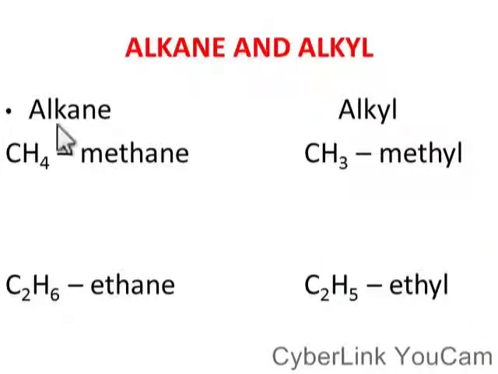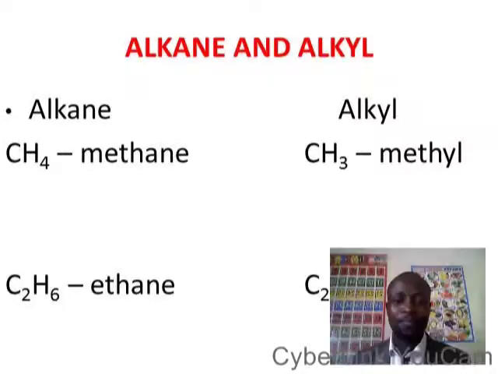Then you see the difference for yourself. See, alkane is CH4 for methane. The first member of alkyl is CH3. Now, that molecular formula has played a very big difference here, such that this is CH4, this is CH3, this is methane, this is methyl, this is ethane, this is ethyl. Now, let's move on.